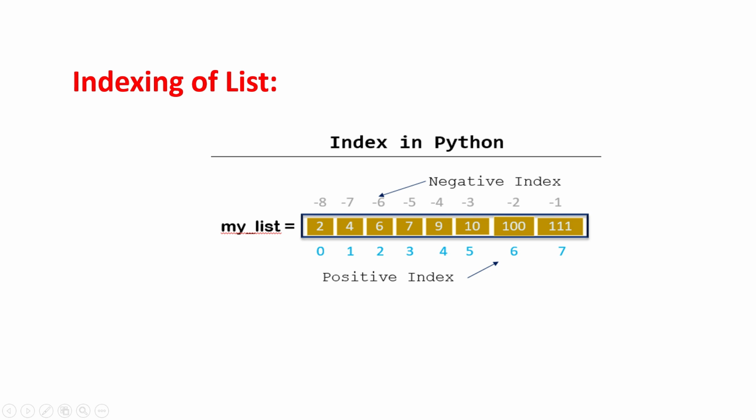Totally here we have 8 items. For the 8 items, the indices start from 0 and end at n minus 1, that means 7. Coming to negative indexing, it starts from minus 1. That means the last item index is minus 1. The index before the last item is minus 2. Next one, minus 3, minus 4, minus 5, minus 6, minus 7, minus 8.